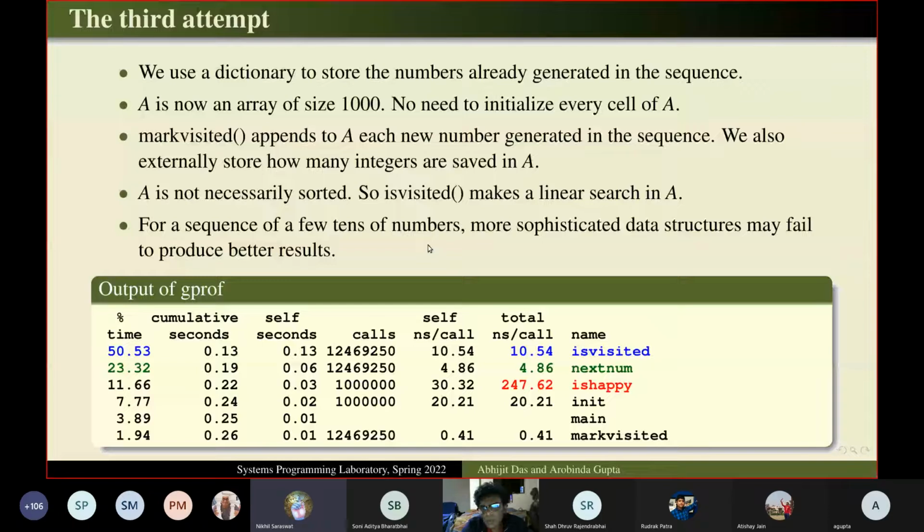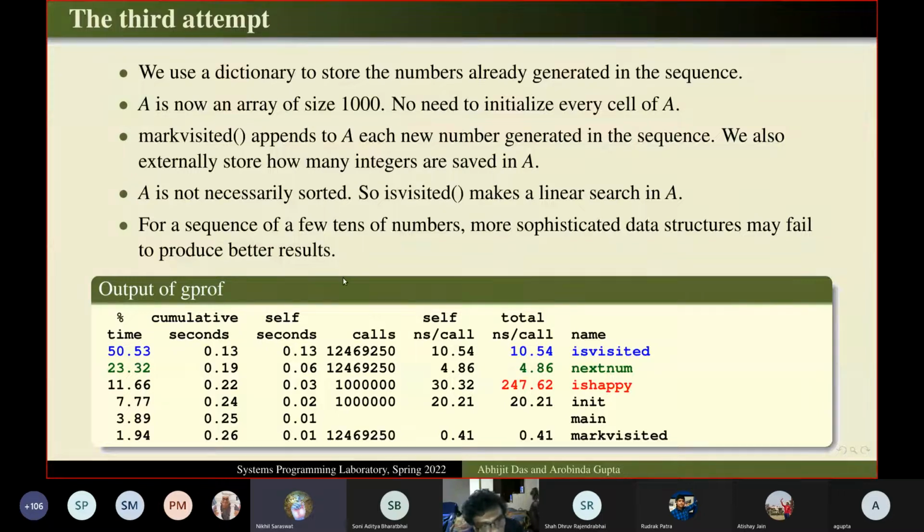So designing a more sophisticated data structure for this dictionary may fail to produce better results, but of course you can go ahead and try. But I would say implementing a binary search tree, a height balanced binary search tree, may be an overkill for such a small number of numbers.